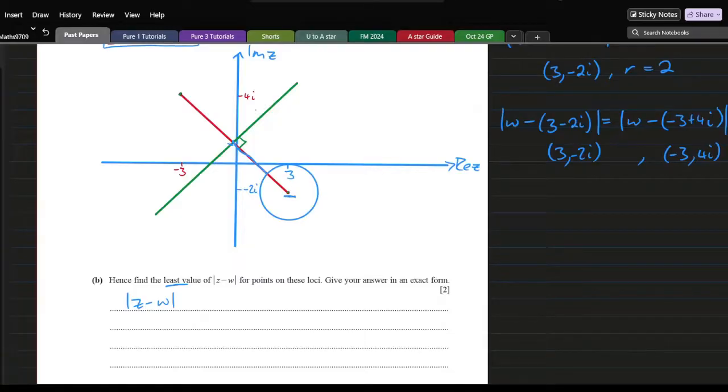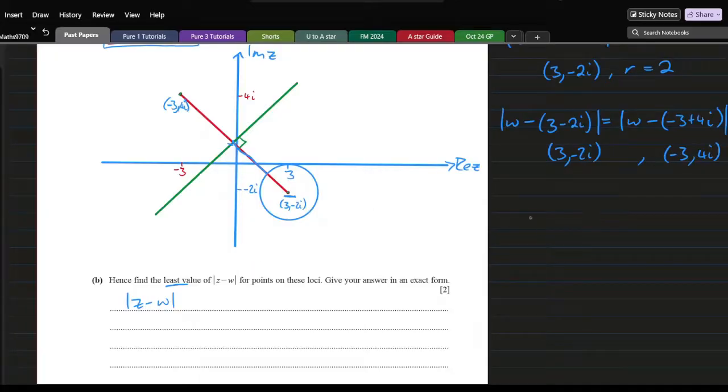And since this is a perpendicular bisector, that distance should be half of this red line that we have over here. So we know that our points here are -3, 4i, and here our points are 3, -2i. Okay, so we need to first find the length of that line.